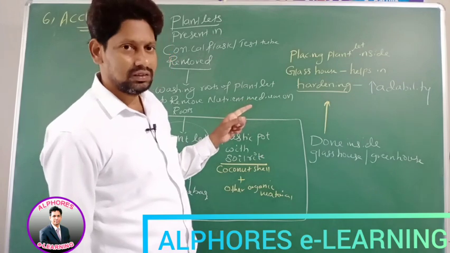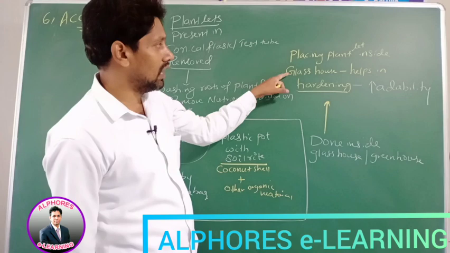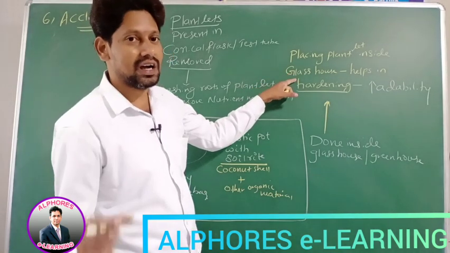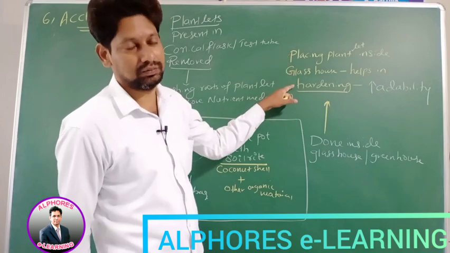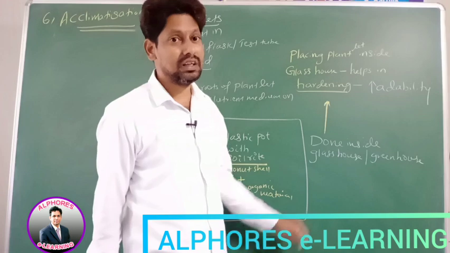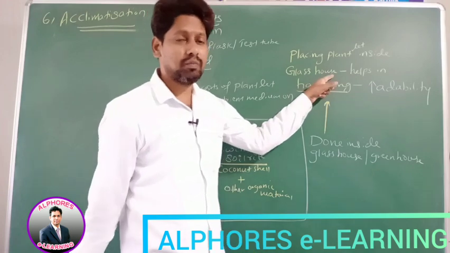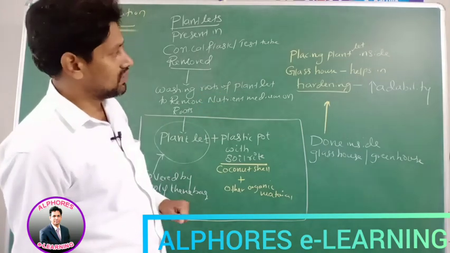Is it okay? Clear? Therefore, why are we shifting these plantlets to the glass house? To make them hard. It means they have to undergo hardening. Hardening means nothing but what? Increasing adaptability of the plant. Is it okay? Right. Now listen to this statement.